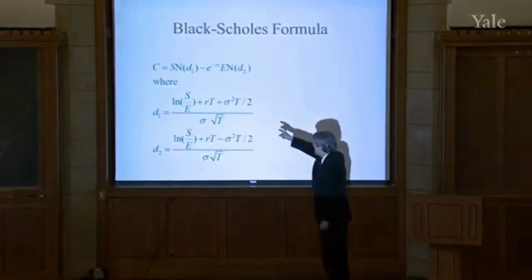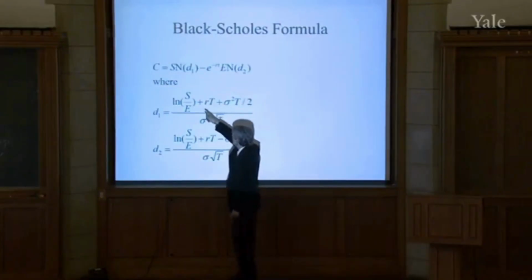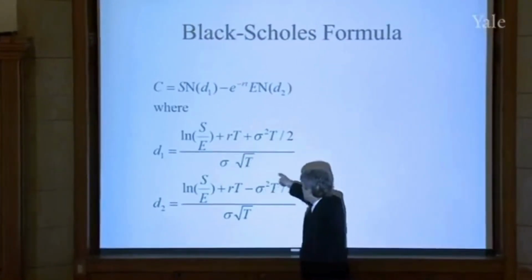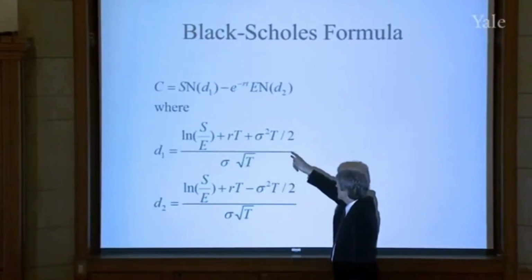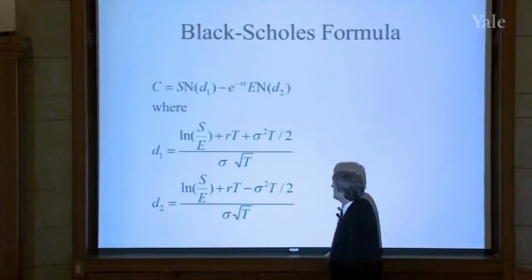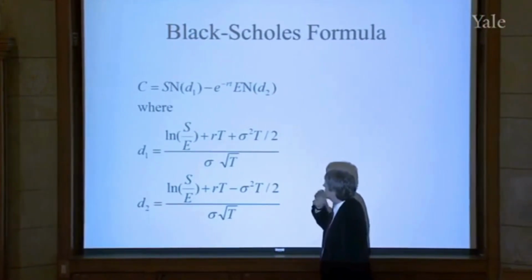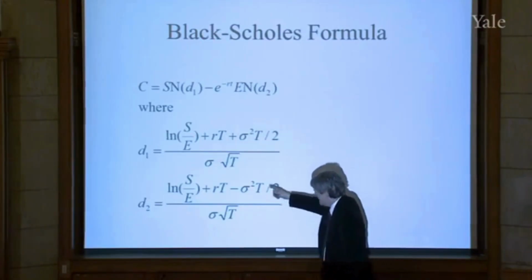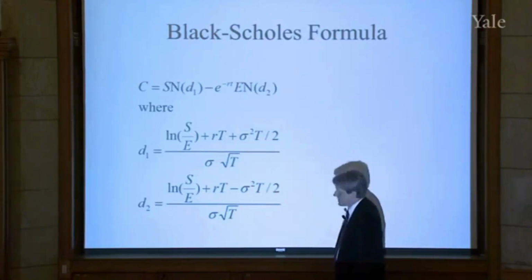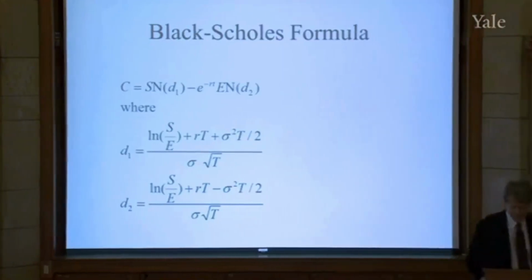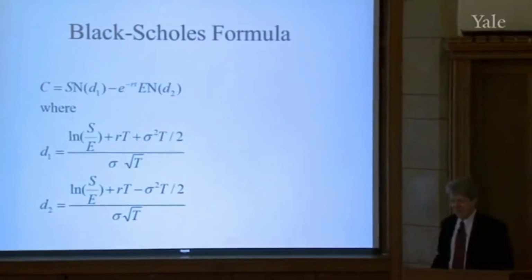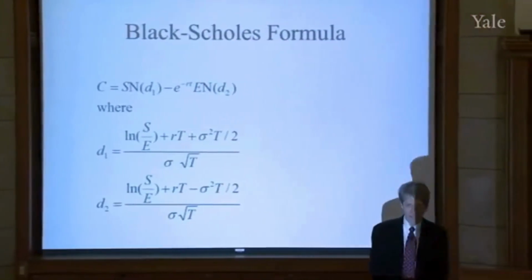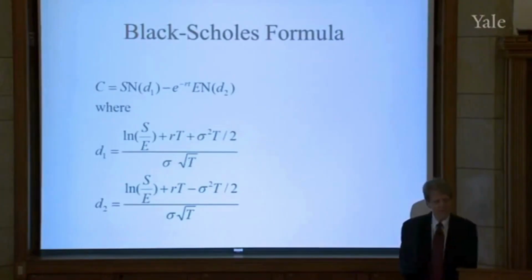The call price is equal to the share price S times N of d1, where d1 is this equation, minus e to the minus r, the interest rate, times time to maturity T, times the exercise price, times N of d2, where this is d2. And the N function is the cumulative normal distribution function. I'm not going to derive all that because it involves what's called the calculus of variations. I don't think most of you have learned that.